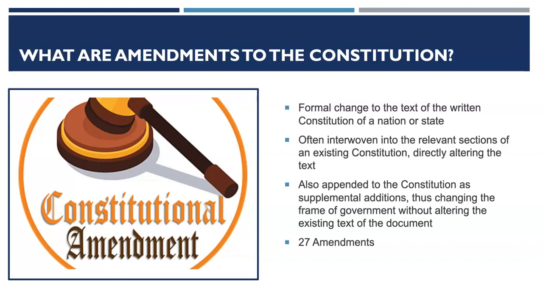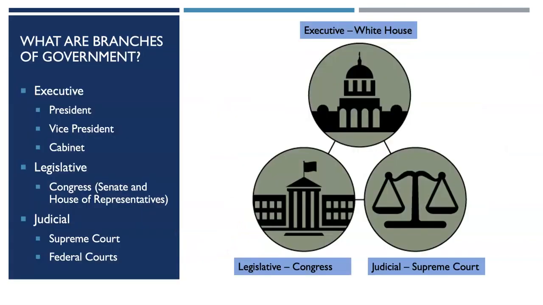Now let's talk about our branches of government. What are our branches of government? They are the executive branch, which includes the president, the vice president, and the members of the cabinet. Then the legislative branch, which is Congress. And Congress includes the Senate and the House of Representatives. And finally, the judicial branch, which includes the Supreme Court and the federal courts.